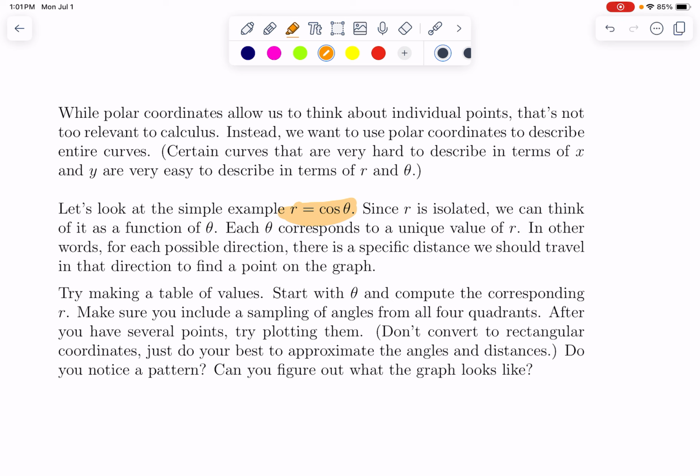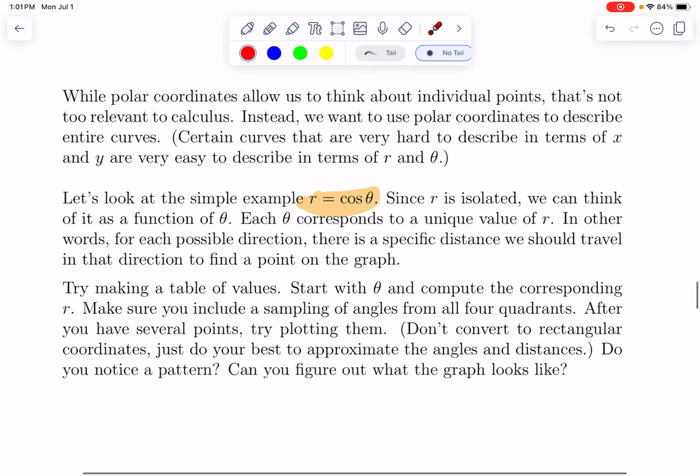We can think of this as a function. I have r all by itself in terms of theta. I can plug in theta, calculate the cosine, that's r. That sort of means if you tell me the direction, I know the distance. Whatever direction we're pointing, this formula will tell us the distance we go in that direction.